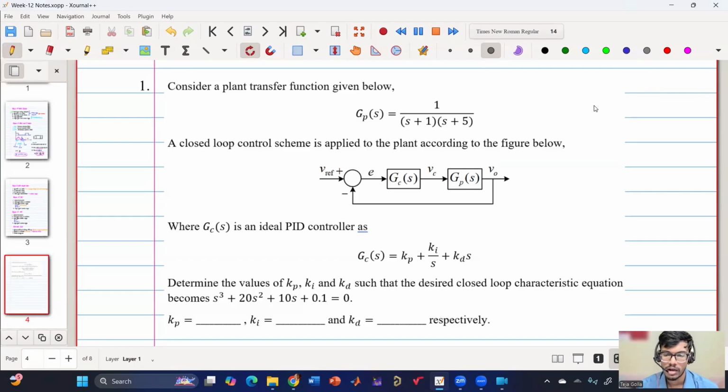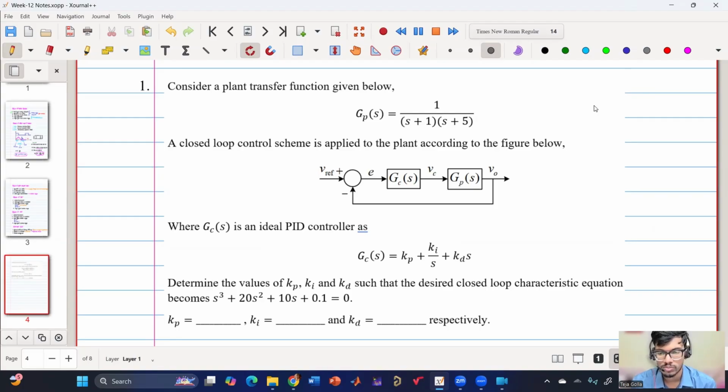So here we are considering an ideal PID controller, but in the case of practical implementation, you can consider Kd s by (tau d s plus 1), where tau d is very, very small, much smaller than 1. And then you can keep one small value of tau d just for the practical aspect. So determine the values of Kp, Ki, Kd such that the desired closed loop characteristic equation becomes s cube plus 20 s square plus 10 s plus 0.1 equals 0. Then in such case, find Kp, Ki, and Kd.